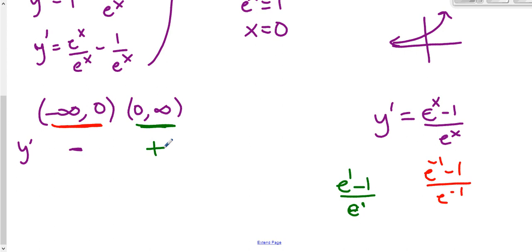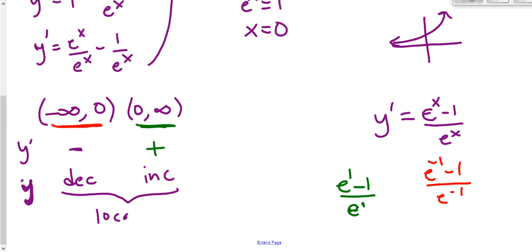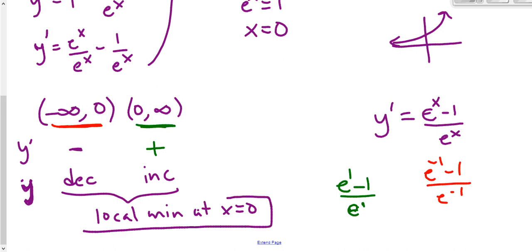Okay. Now, what we see is that the original function is going from decreasing to increasing. Therefore, we do have a local minimum at x equals 0. There you go. Sorry, I stumbled through that one. Whew, it's done.